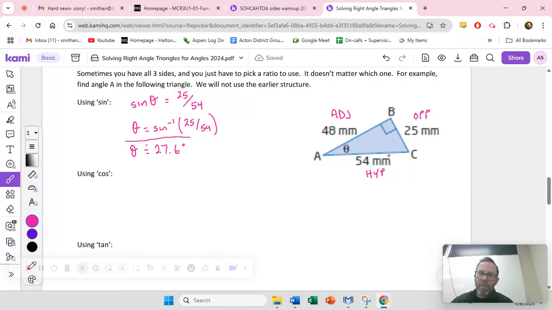So, good question. Does it matter how many decimals? If I don't say, I don't really care. I want to see the process.